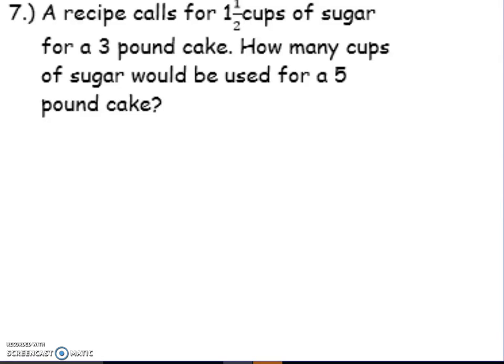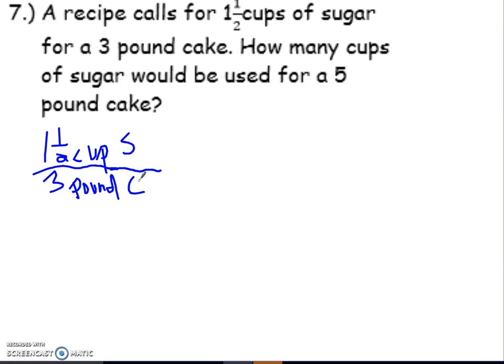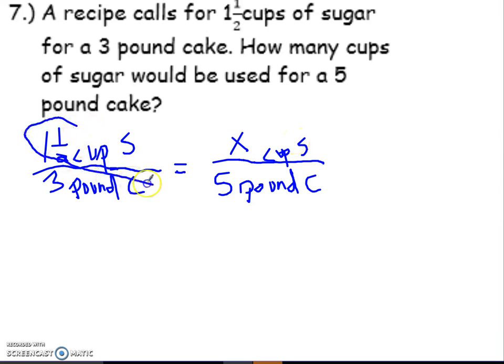Okay, let's take a look at number 7. A recipe calls for 1½ cups of sugar for a 3-pound cake. So we have 1½ cups of sugar for a 3-pound cake. And if you want to be more specific, sugar to cake. How many cups of sugar would be used for a 5-pound cake? So we have a 5-pound cake, and we want to know how many cups of sugar. So we're going to do 1½ times 5.